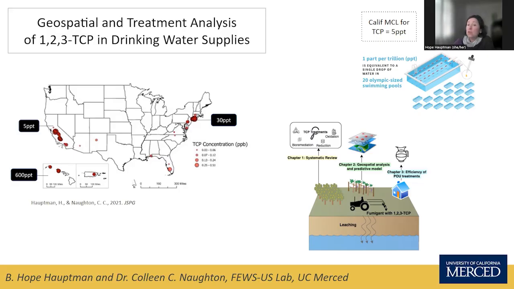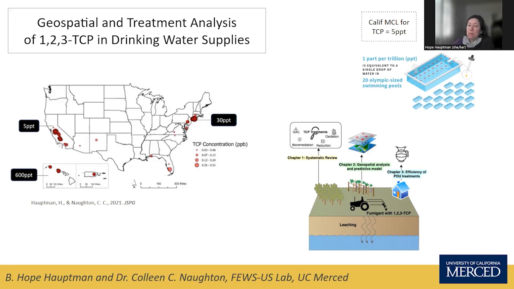So when I joined UC Merced, I started exploring projects with a local reach that would serve nearby communities. My research conducts a geospatial and treatment analysis for 1,2,3-trichloropropane, a toxic chemical and a pesticide that has seeped into groundwater. It is found in 13 states and Puerto Rico, as well as countries in Europe and Asia.